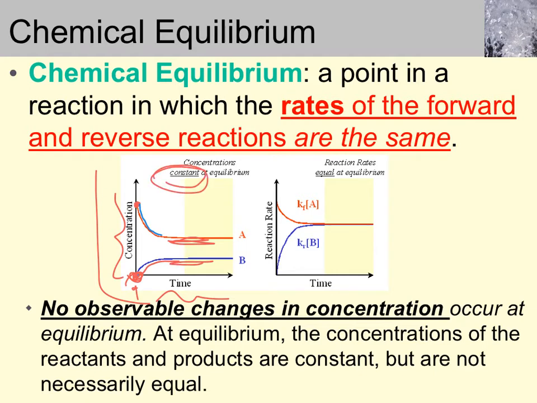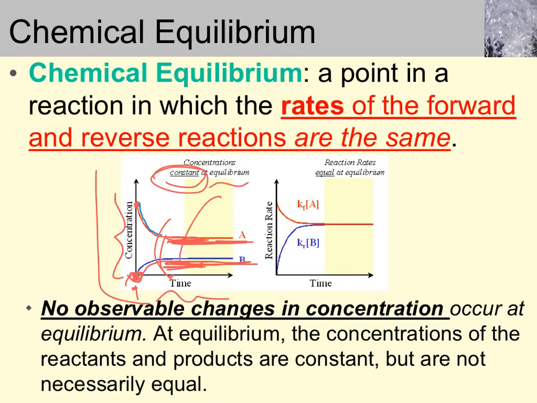At some point, the concentrations of the product and reactant remain constant. Now, they are not equal. I'm not saying anything about what the actual amounts are. I'm just saying concentrations of reactants and products stop changing. They remain constant. That's represented by this flat line area. At that point, that signals equilibrium.